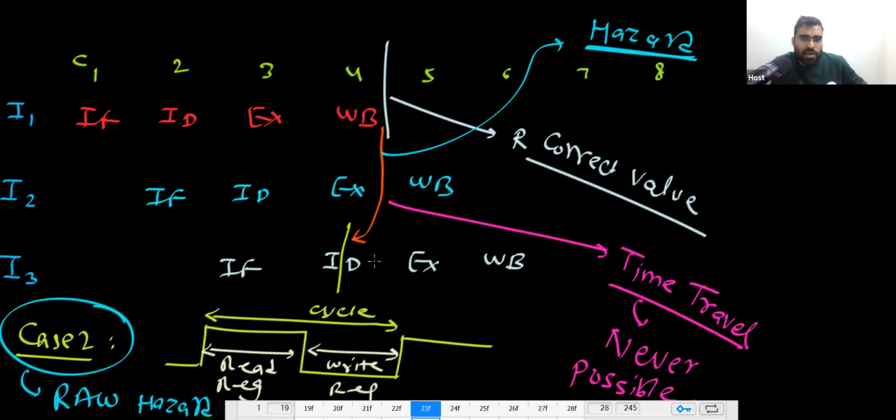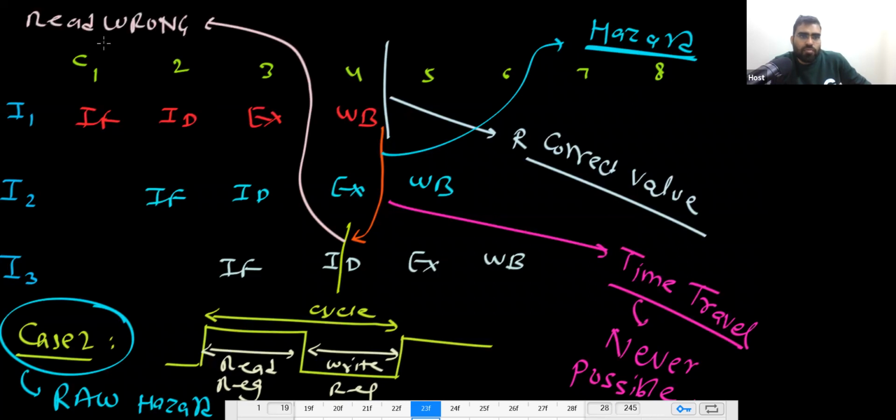When you are reading the wrong value, right? Can I say that at this point of time, we are reading the wrong value of R? Remember, we are reading the wrong value. So that is not allowed. You cannot allow reading the wrong value.